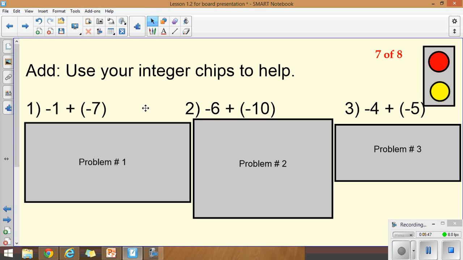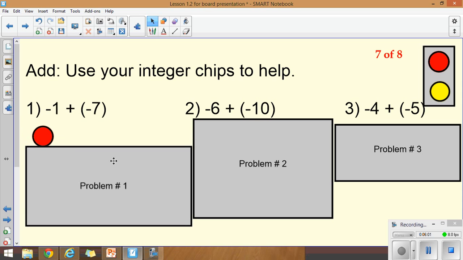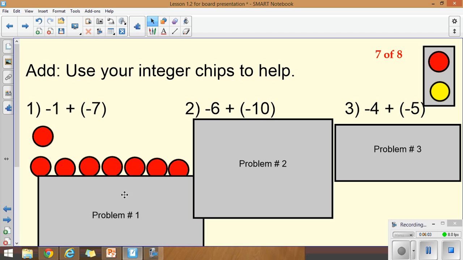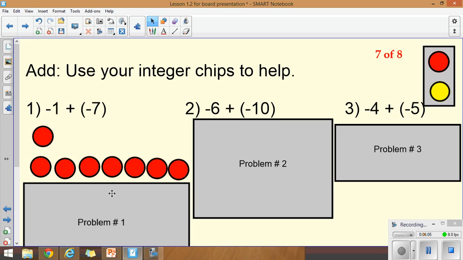In our next example, we have 3 problems here, and they're all going to be modeled using these red and yellow tiles. So example number 1, we have -1 plus -7. So I have 1 red tile plus 7 red tiles. Notice I don't have any 0 pairs to cancel, so my final solution for number 1 would be -8.